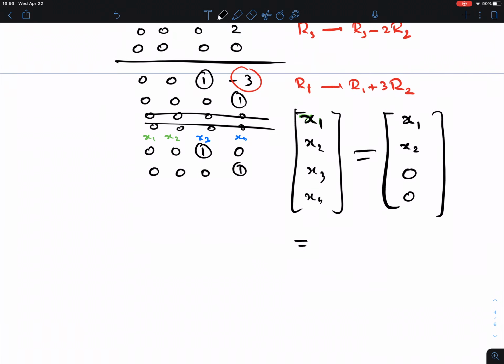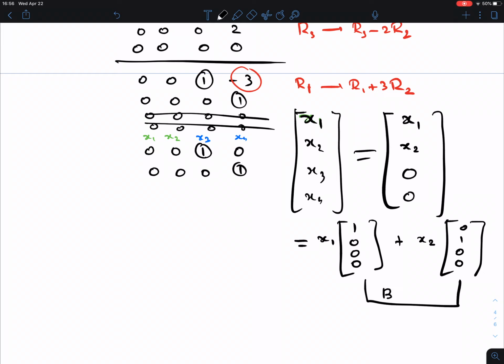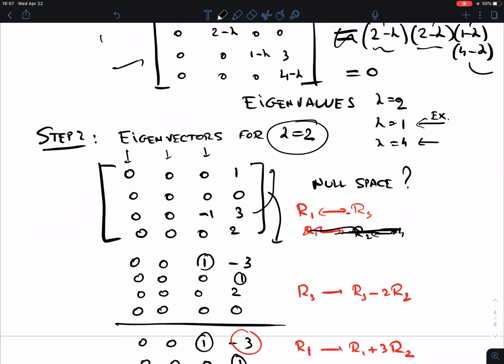And then to find a basis of the null space, let's go all the way. Let's find the basis of the null space. What we do is we factor out x1 and we factor out x2 and see what we are left with. We have two columns here. One is 1, 0, 0, 0, and the other one is 0, 1, 0, 0. So this is a basis of the null space of this matrix that I obtained by plugging in lambda equals 2.